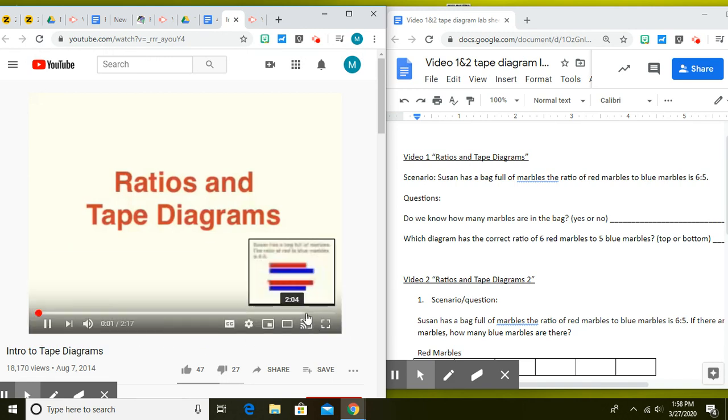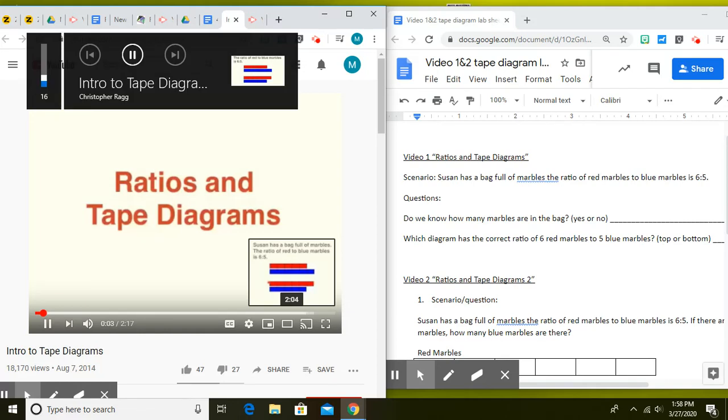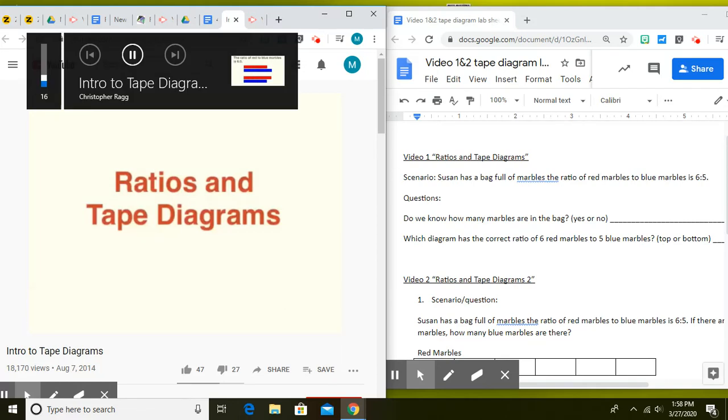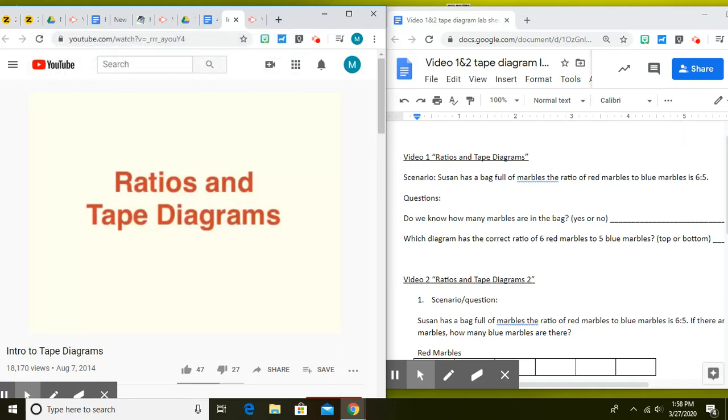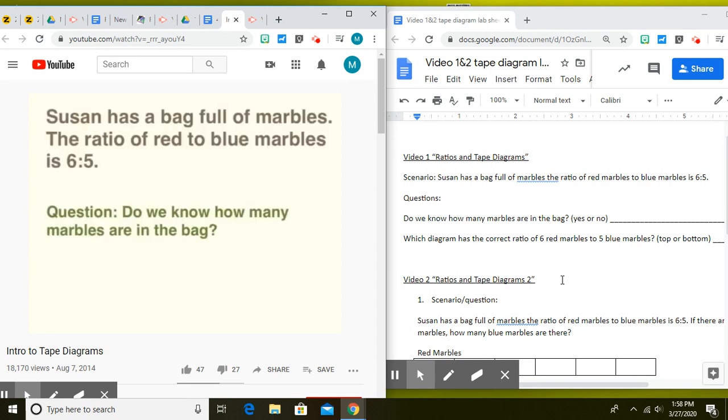Hello there, you little mathematicians. Today we have a very short video on ratios and tape diagrams. So tape diagrams are a way of just visualizing a relationship that is expressed through a ratio. We're going to look at this scenario here. Susan has a bag full of marbles. The ratio of red to blue marbles is 6 to 5.